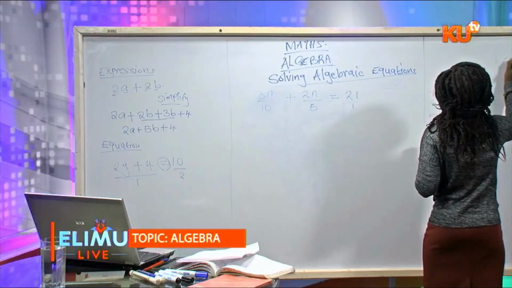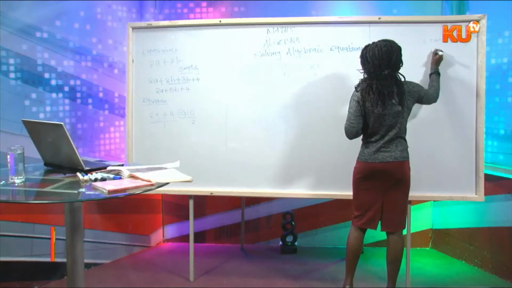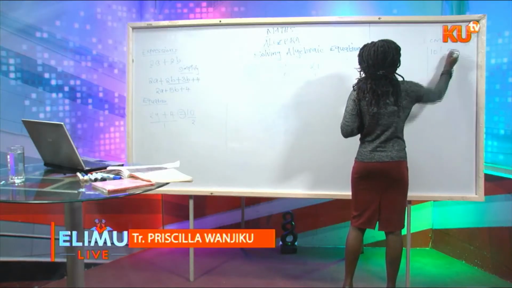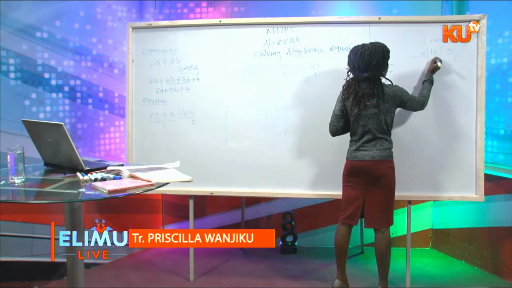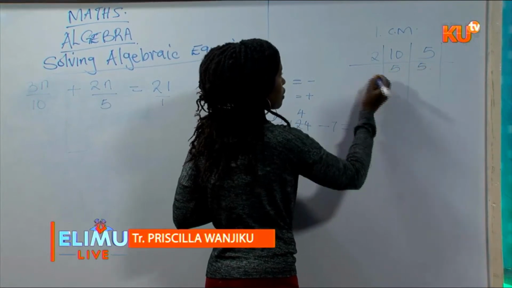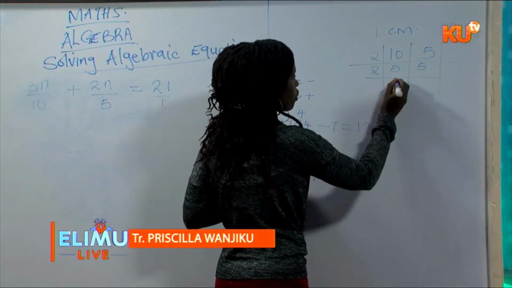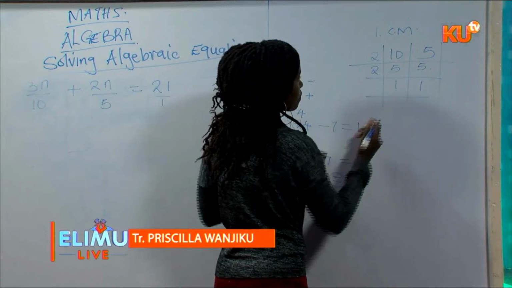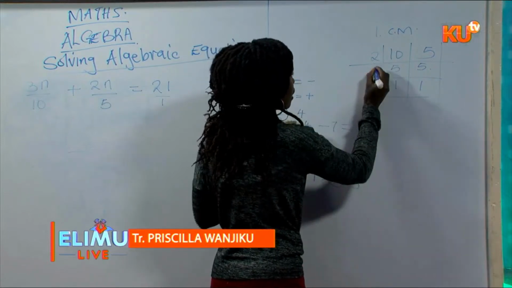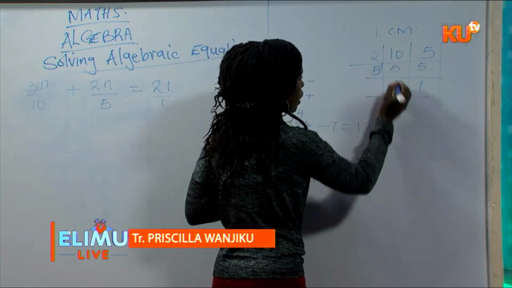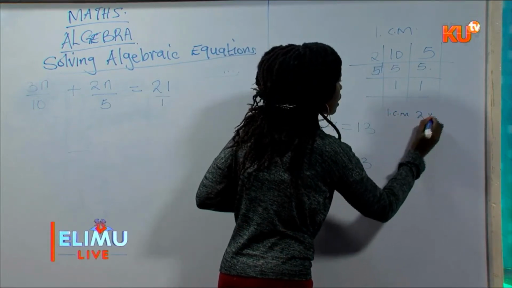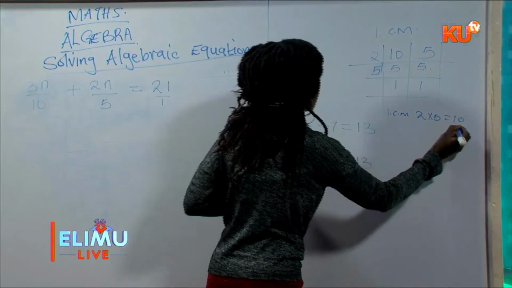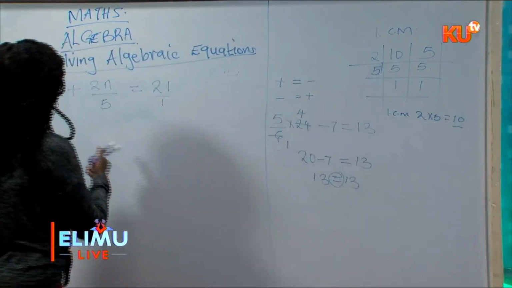So the LCM of 10 and 5, we use prime numbers. By 2 we get 5, then by 2 again we get 1, 1. By 5, we get 1, 1. So our LCM is going to be 2 times 5, which is 10. So that is now our LCM. We are going to use it.